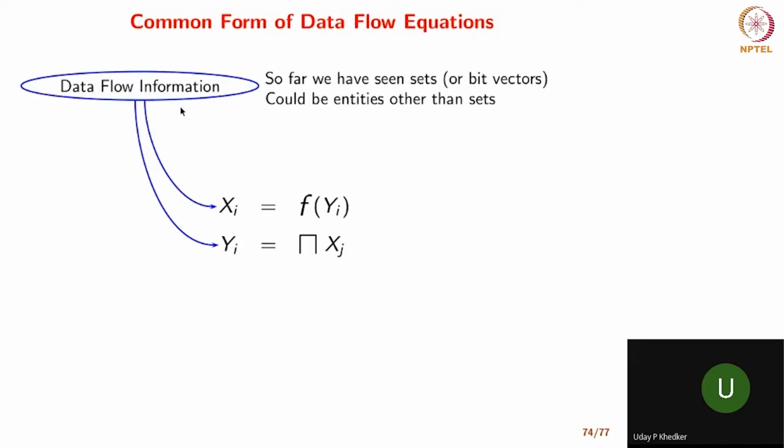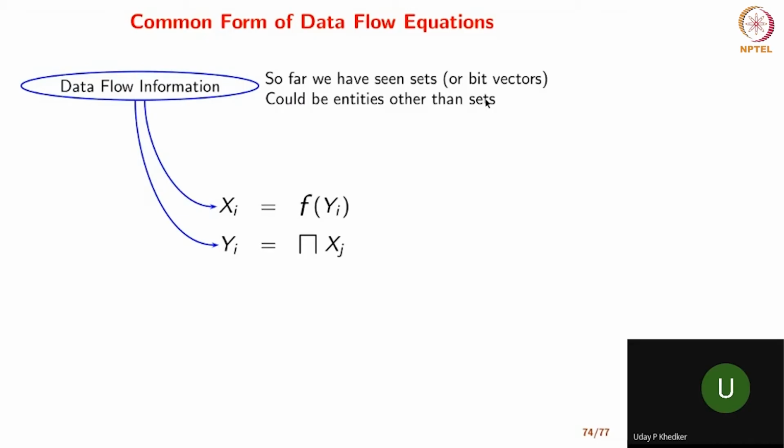So these are data flow variables representing data flow information. So far, we have seen sets or bit vectors. It could be entities other than sets. For example, it could be maps. It could be pairs. It could be functions themselves. It could be maps from one set to the other set. It could be graphs. It could be strings. It could be sequences. It could be anything. We have successfully used graphs as data flow values for performing liveness analysis of heap. So there can be anything.